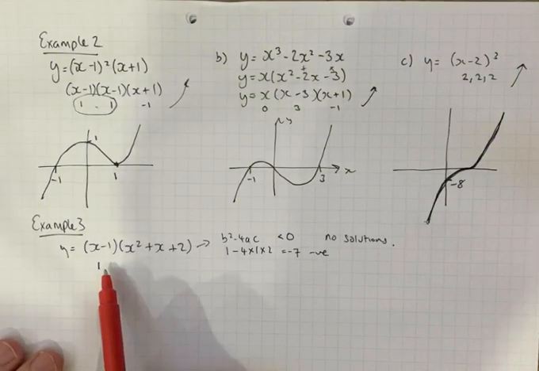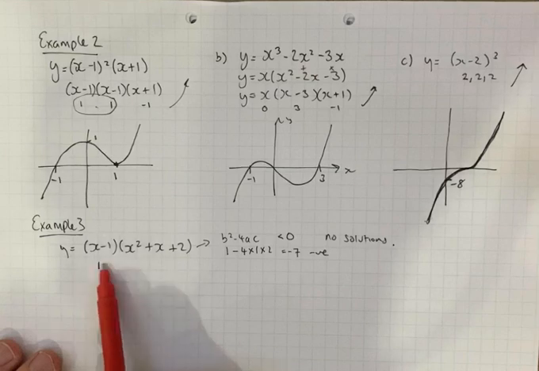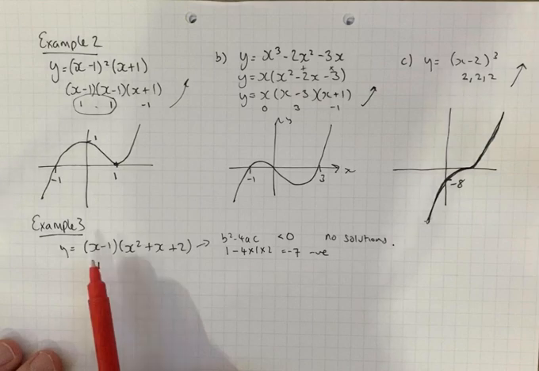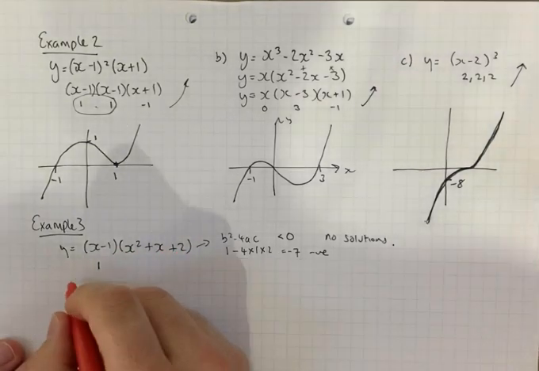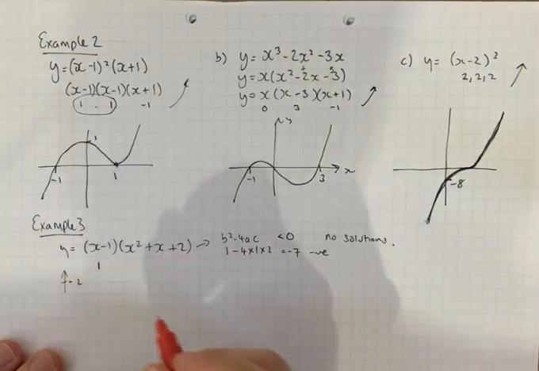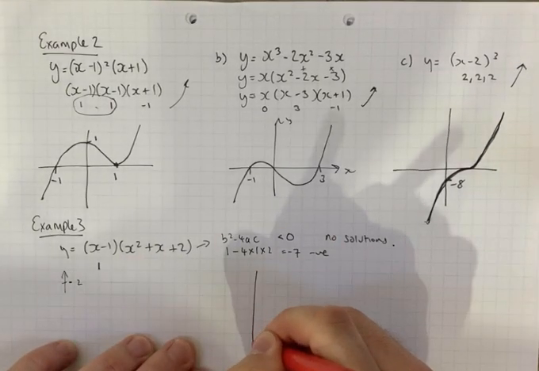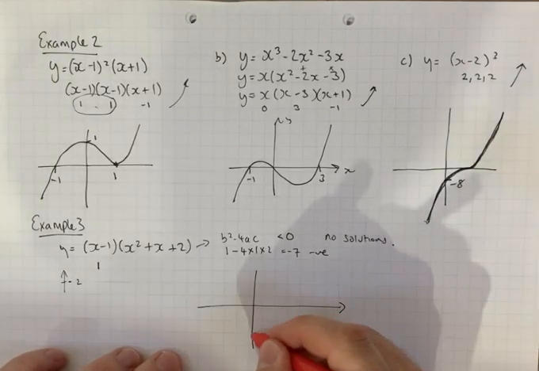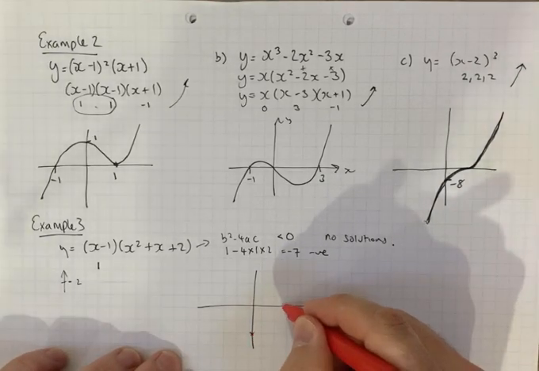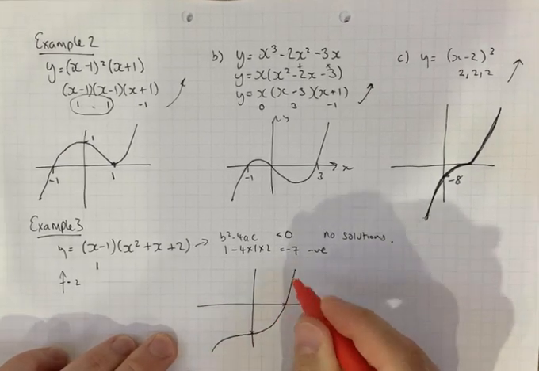So what this tells us is that it crosses at 1 once. It's also going to cross the y-axis when x is 0. So -1 times 2 is -2. So it's going to cross the y-axis at -2. Cross the x-axis at 1. This again, strange graph, this one. So it's going to cross the y-axis at -2, cross the x-axis at 1. Something like that.